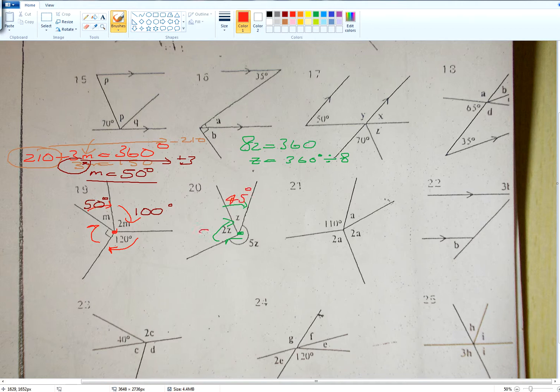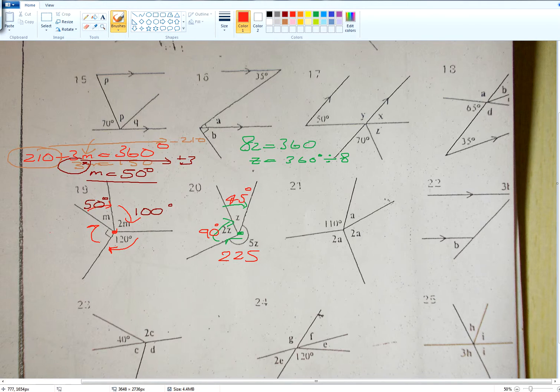And 2Z is equal to 90. And 5Z is equal to 5 lots of 45. 5 lots of 40 is 200, and 5 lots of 5 is 25. So 200 add 25 gives you 225. Let's quickly check. 225 add 45 is 270. 270 add 90 will give you 360. Lovely. So we have to set up a little equation for this question.